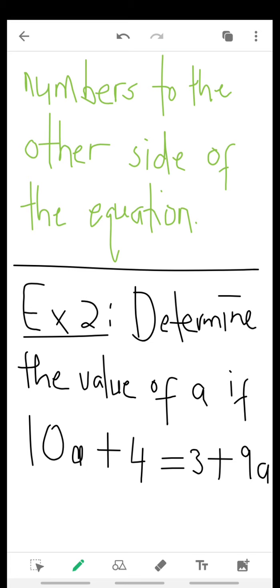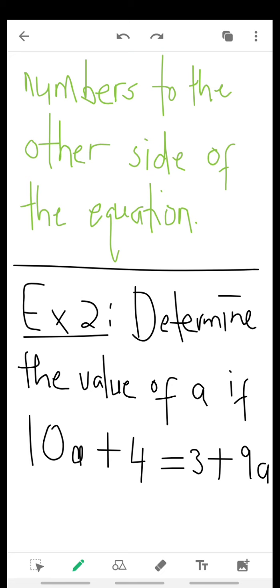Determine the value of a if 10a plus 4 equals 3 plus 9a. So what am I going to do? All the terms with letters in them, one side. All numbers without letters in them, the other side. So it will be 10a, remember, plus 9a, if it goes that side, it will be minus 9a. And then also the plus 4, if it comes this side, it will be a minus 4.